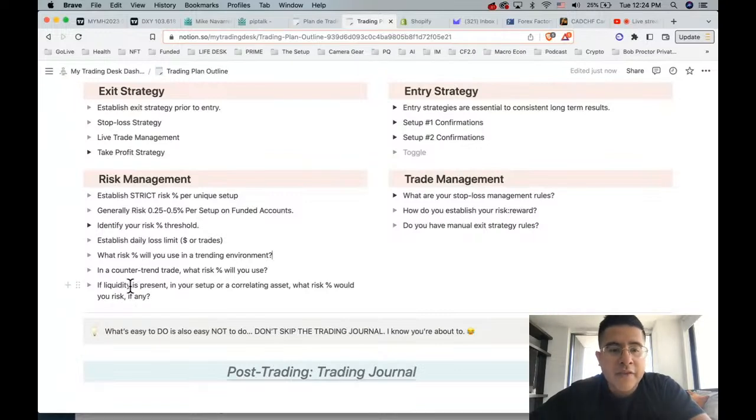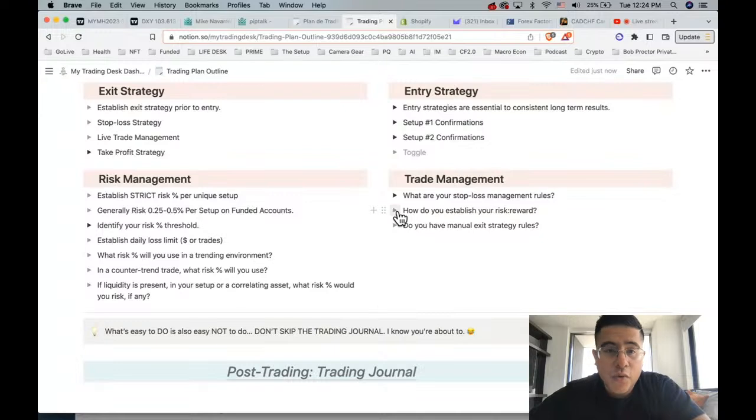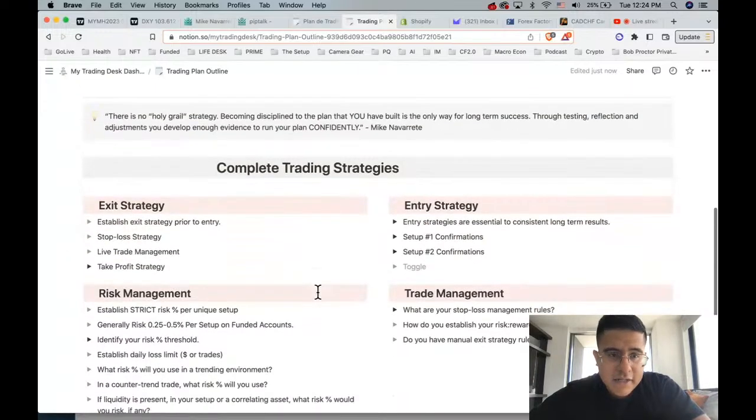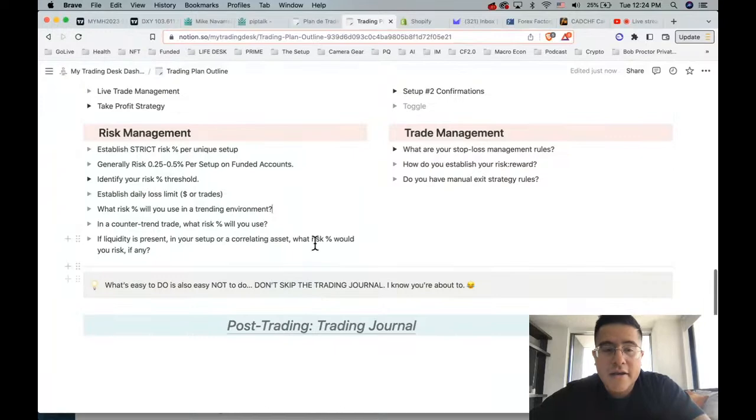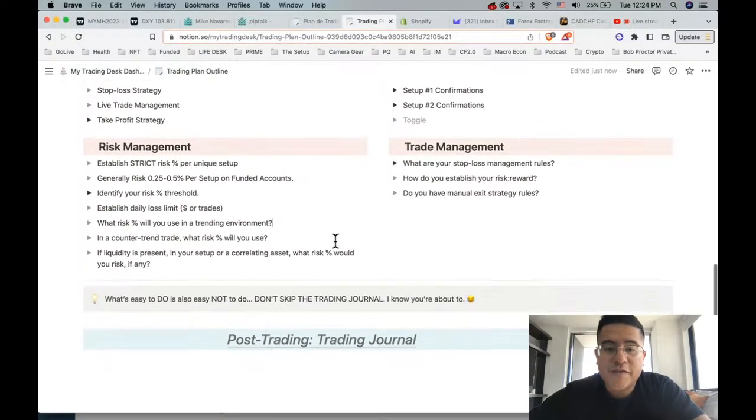All right. And then here's just some examples, right? If liquidity is present in your setup or a correlating asset, what risk percentage would you risk, if any? So would you still take a trade? And then with trade management, right? What are your stop loss management rules? So just being conscious of, when do you go break even? When do you trail? Right? How are you setting up your risk to reward? And do you have an exit strategy, a manual exit strategy? So again, this is just for the trading plan, the outline. It's so that you know how to build your own plan and you're doing things in a duplicatable fashion.